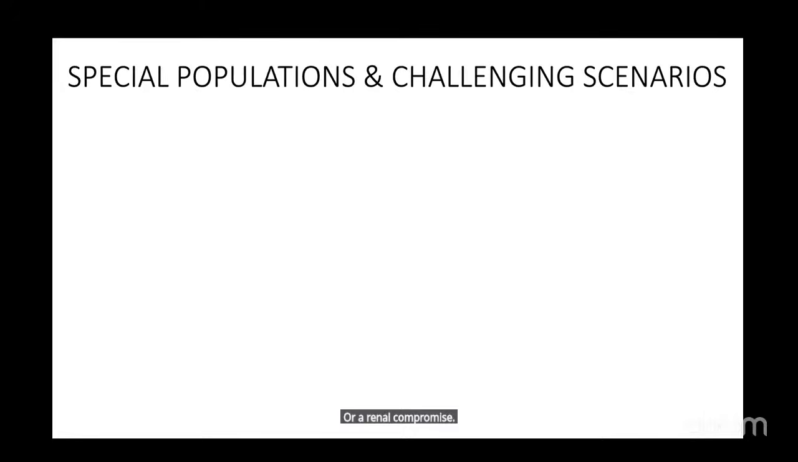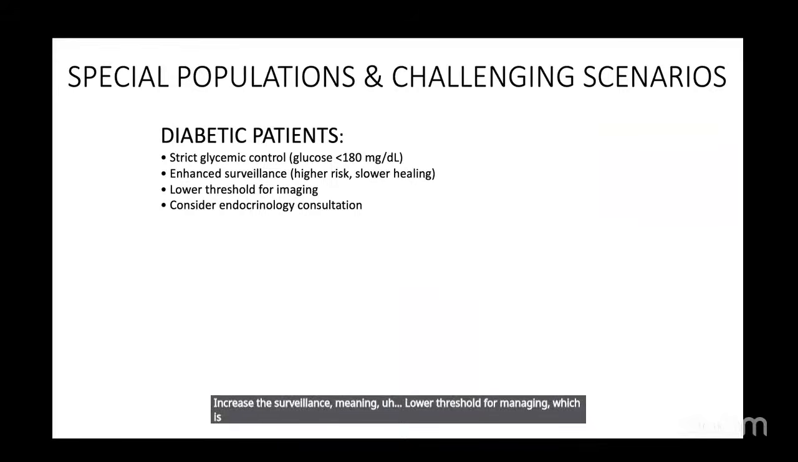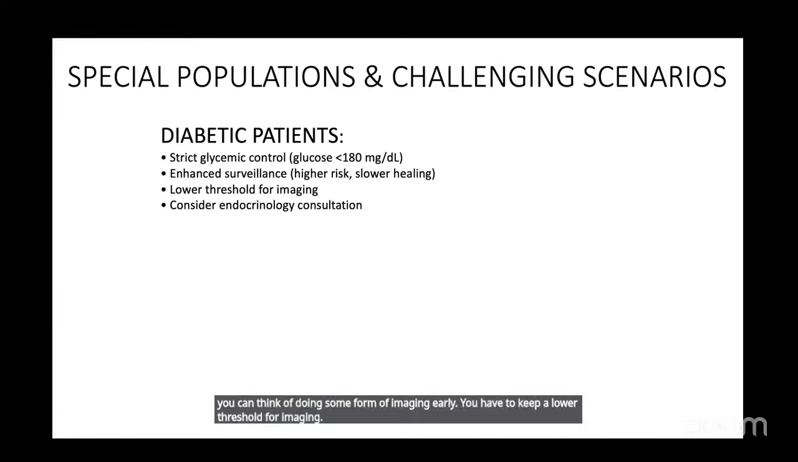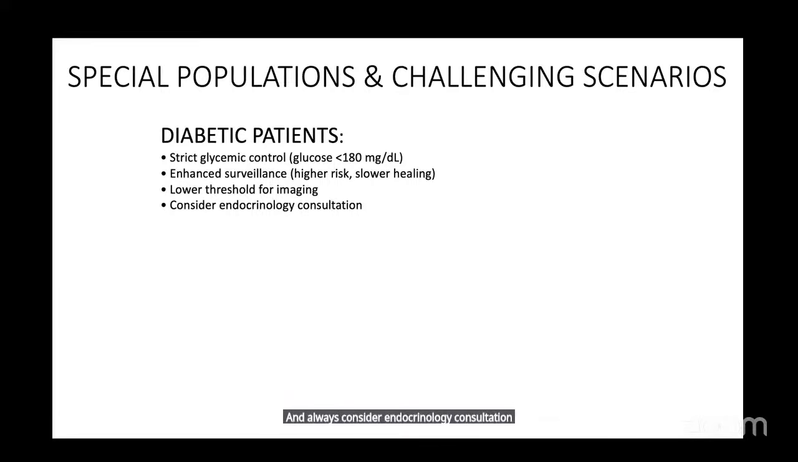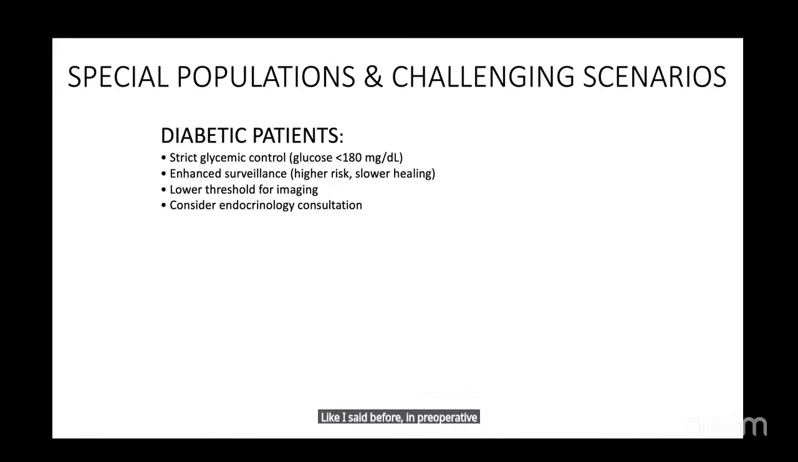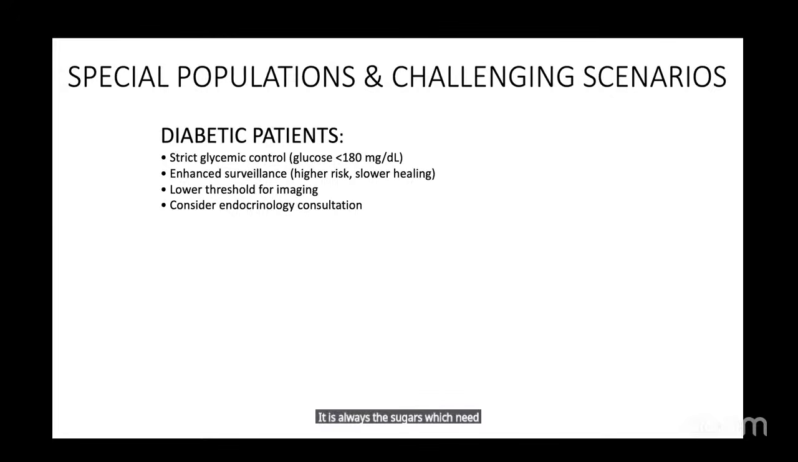So in special populations, what do we do? Diabetic patients: strict glycemic control, keep it under 180, and increase the surveillance, meaning a lower threshold for imaging. If you think that a patient with diabetes has an infection, you can think of doing some form of imaging early. Always consider endocrinology consultation, because sugar control is mandatory. Like I said before, in the preoperative, intraoperative, or postoperative phase, it is always the sugars which need to be kept under control. Hyperglycemia is bad.